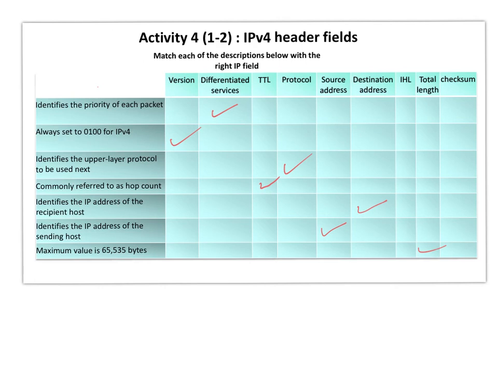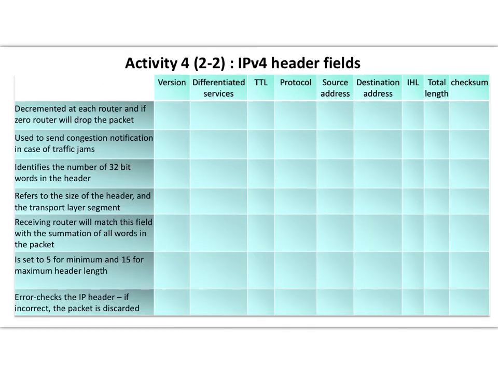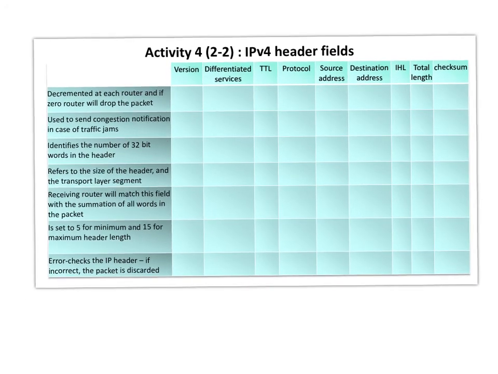Okay. So as we talked about, again the same thing. This is part 2 of that same activity. I will also give you 1 minute to think about this, and then we'll solve it together. Which field is decremented at each router, and if 0, the router will drop the packet? The TTL.